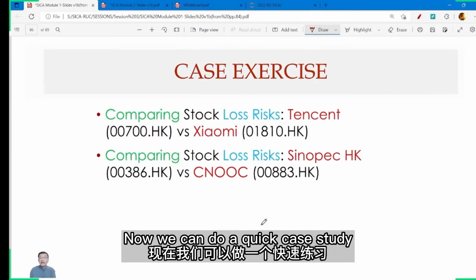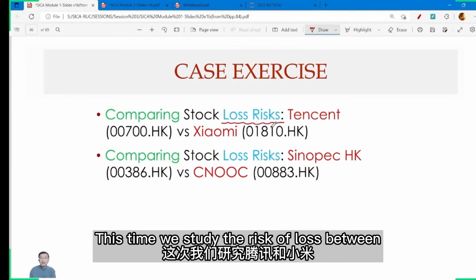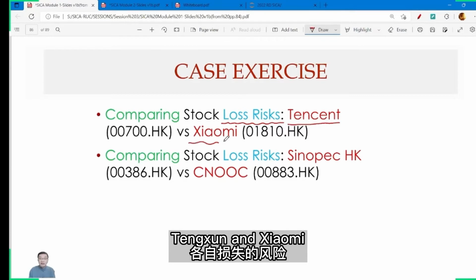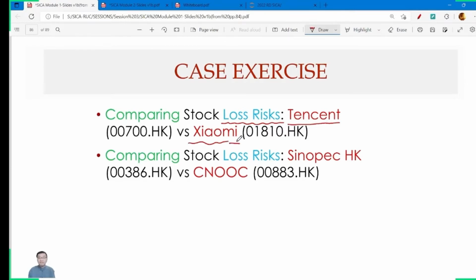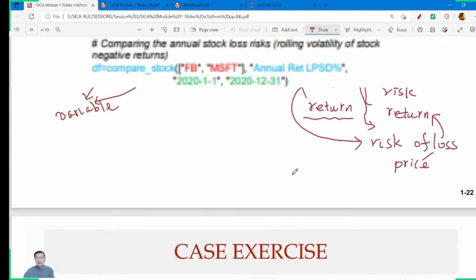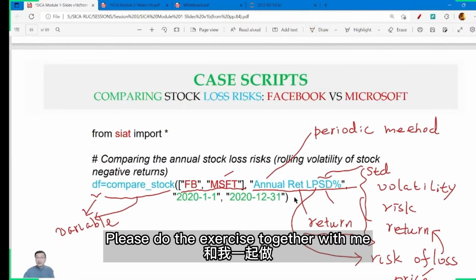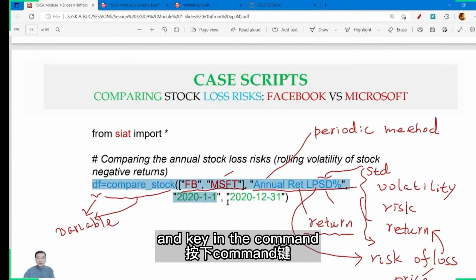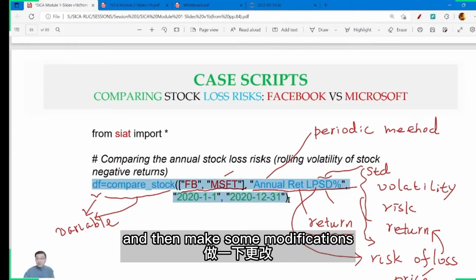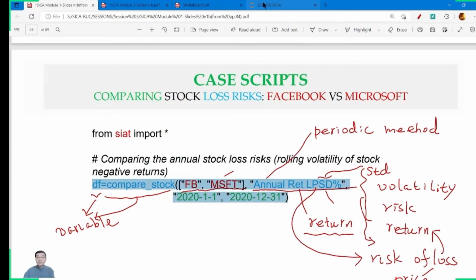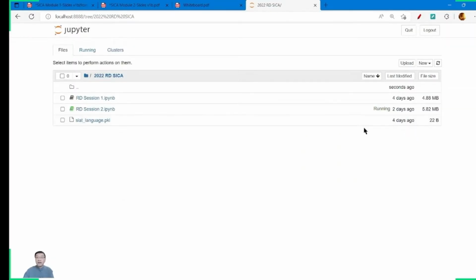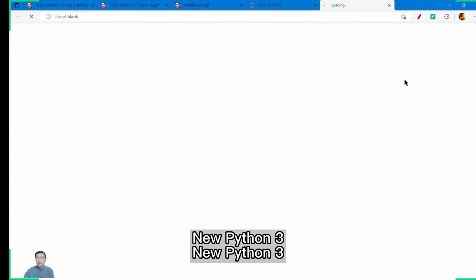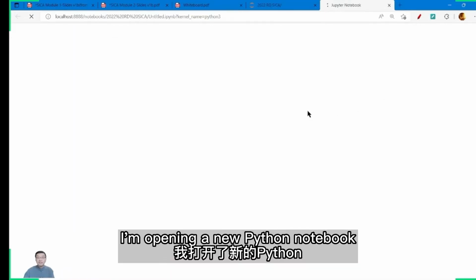Now we can do a quick case study. This time we study the risk of loss between Tangxun and Xiaomi. Now let's do the exercise together. Please do the exercise together with me. Open your Jupyter notebook and key in the command, and then make some modifications. If you are not familiar with Jupyter Notebook, look at my screen again. This is the Jupyter Notebook. Now I click here, New Python 3. I'm opening a new Python notebook.